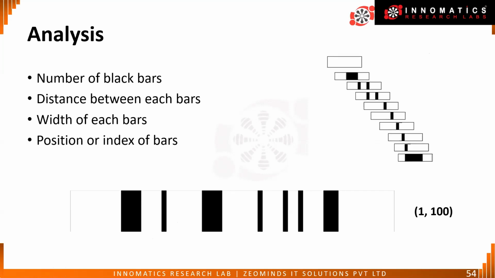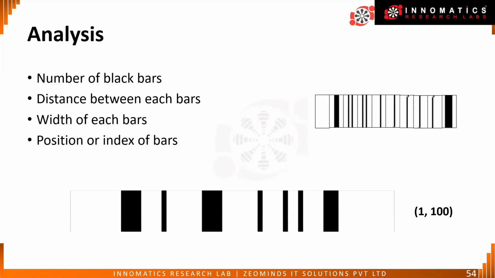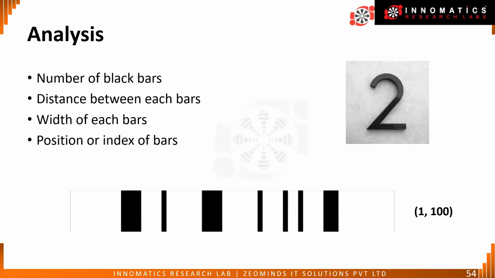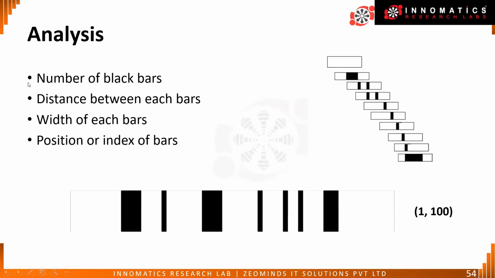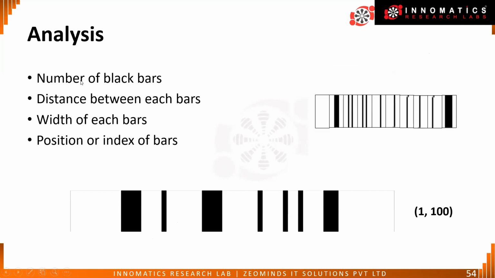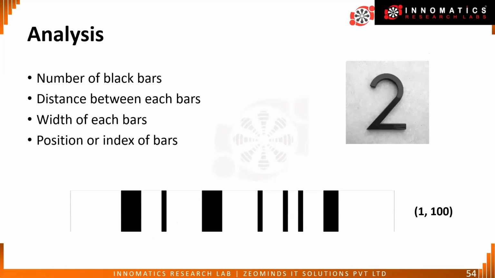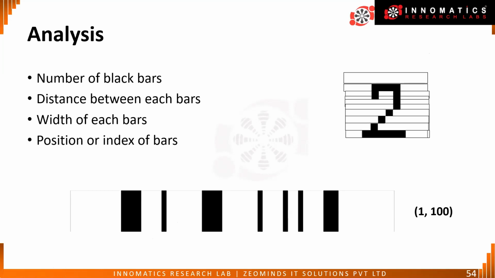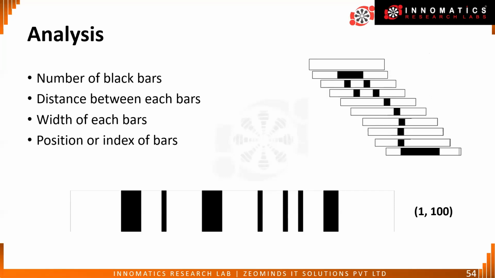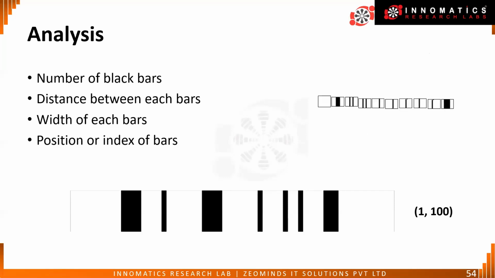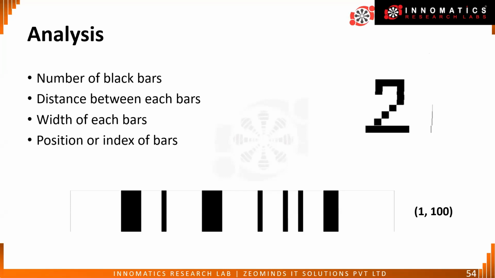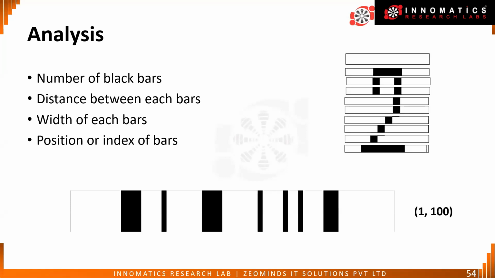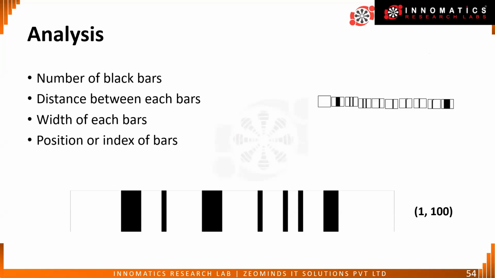Hope everyone agrees with my statement. That could be unique for each and every value that I'm creating. The analysis is all about just asking questions: how many black bars are there, the distance between the bars, the width of the bars. So now we got the answer, we got the insights. For each and every number, we know that it's unique: the number of black bars, the distance between the bars, the width of the bars, and the position of the bars could be unique.